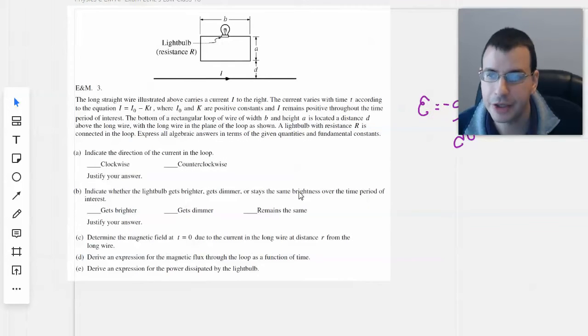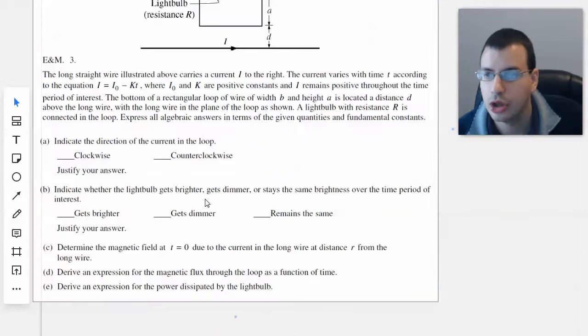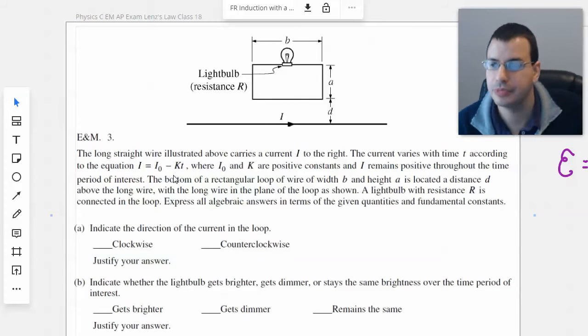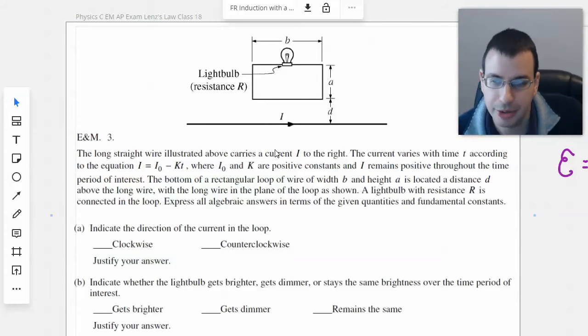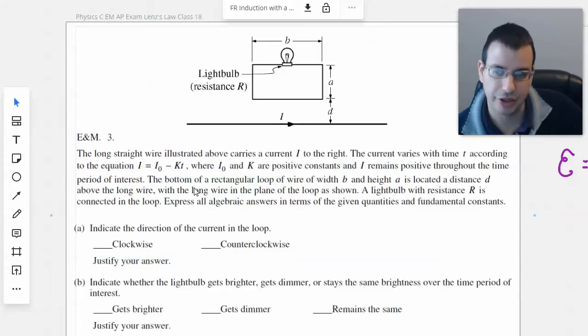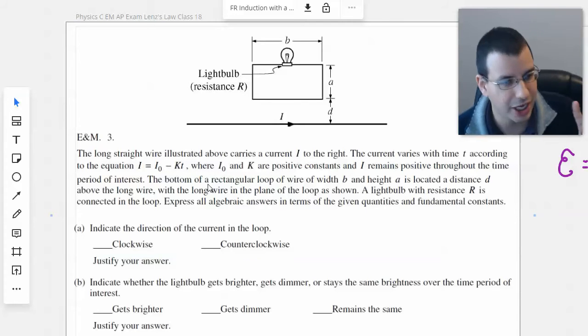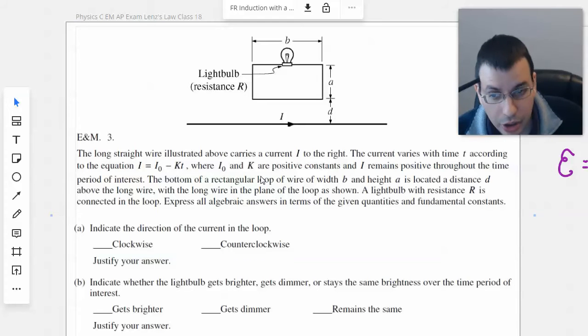Okay, so here we have a Lenz's law style problem. Ooh, a light bulb. The long straight wire illustrated above, right here, carries a current I. The current varies with time t according to the equation I equals I naught minus k t. Okay, so you have the initial current and then minus a certain amount of that current over a period of time. And we'll assume that time is positive, where I naught and k are positive constants and I remains positive throughout the time.